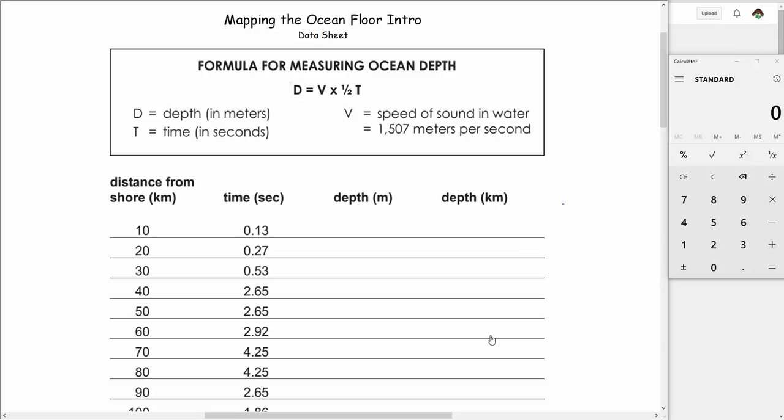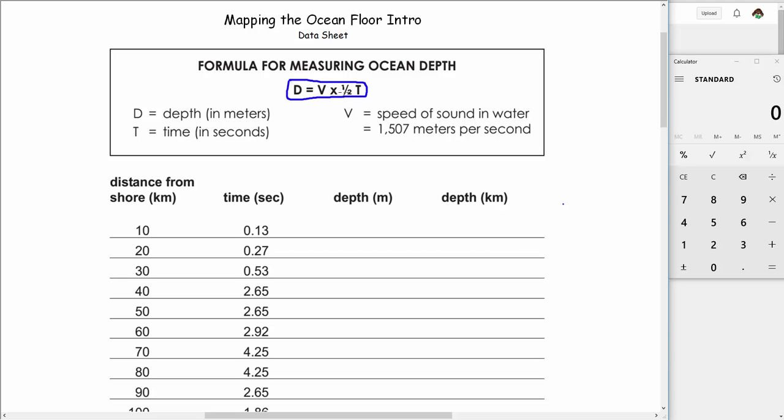What I want to do is show you how this thing works. So I'm going to go up and get a color here, let's say that color right there. And what I want you to do is pay attention to this equation right here. The D stands for depth, equals velocity, the speed of sound in water, which is about 1,500 meters per second, which we've already talked about.